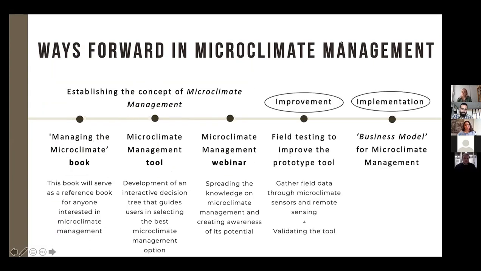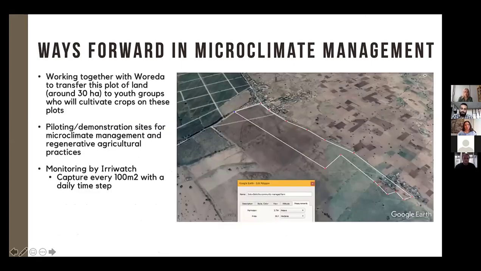In the future, we want to improve the prototype tool, gather field data together with AreaWatch, through microclimate sensors but also remote sensing as AreaWatch is doing. This will really contribute to validating the tool. Once this tool is optimized and validated, we will implement it wherever possible. We're also going to work together with AreaWatch in Ethiopia, as I shortly mentioned. Maybe Sean wants to tell a bit more about this project that is happening soon.